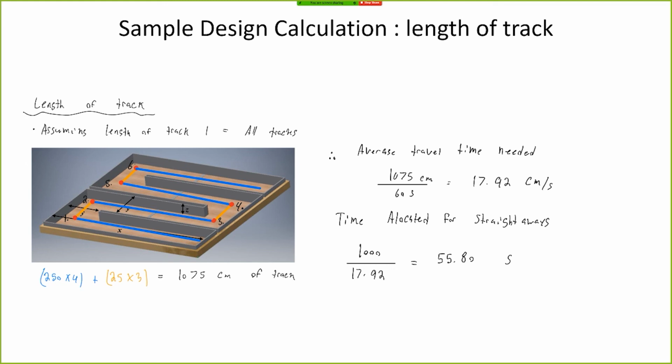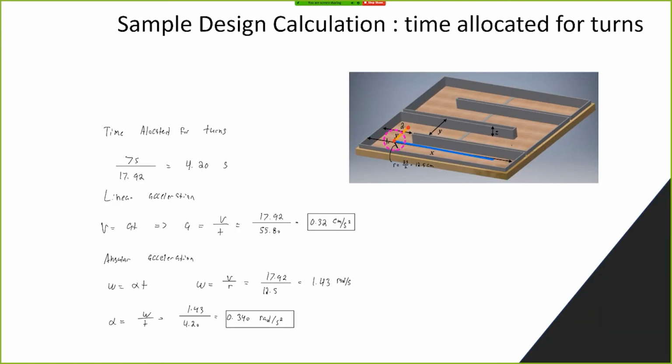Since the bare minimum we need is 60 seconds to complete the course, this gives us an average travel speed of 17.92 centimeters per second, of which 55.80 seconds is allocated for straightaway time. Since we have an allocated time of 55.8 seconds for straightaway, the time allocated for turns is 4.2 seconds, and using the following linear and angular acceleration equations, we could find a linear acceleration of 0.32 centimeters per second squared, and an angular acceleration of 0.34 radians per second squared.